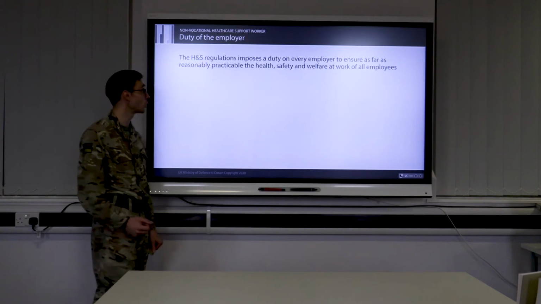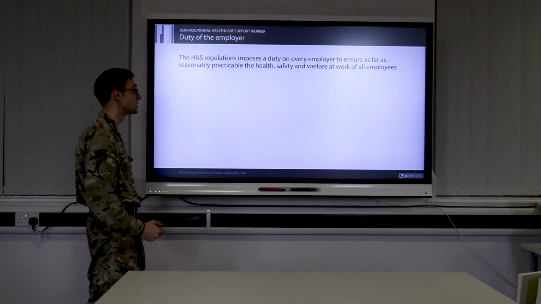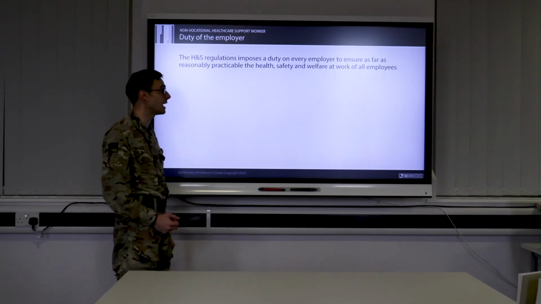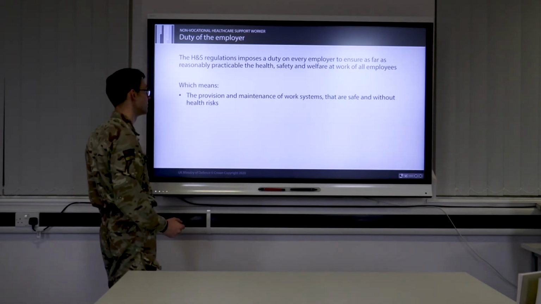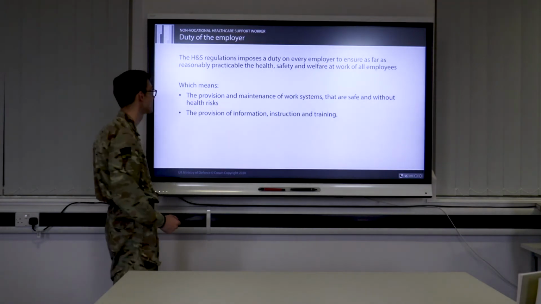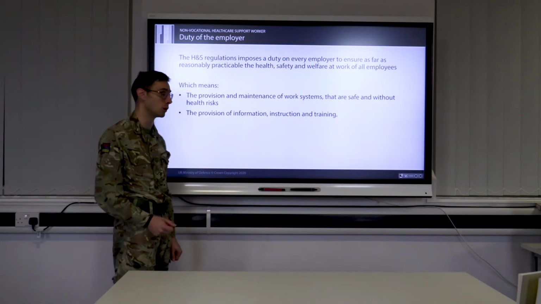So, duties of the employer. The Health and Safety Regulations impose a duty on every employer to ensure, as far as reasonably practicable, the health, safety and welfare at work of all employees. This means the provision and maintenance of work systems that are safe and without health risks, and the provision of information, instruction and training for all employees.